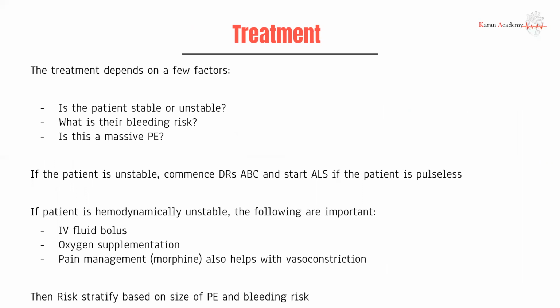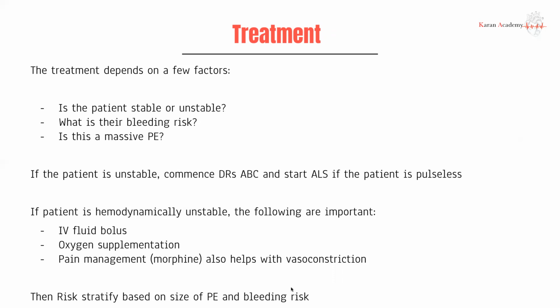First question you need to ask yourself, is the patient stable or unstable? So can they respond? Are they hypoxic? Are they tachycardic? Are they hypotensive? Right, all those. If the patient is unstable, you forget everything else, doctors A, B, C, D, and start advanced life support if the patient is pulseless, right? If the patient is hemodynamically unstable, but they are not pulseless, it is very important to give them an IV fluid bolus, oxygen supplementation, and pain management because of chest pain, but also morphine can help with the vasoconstriction as well.